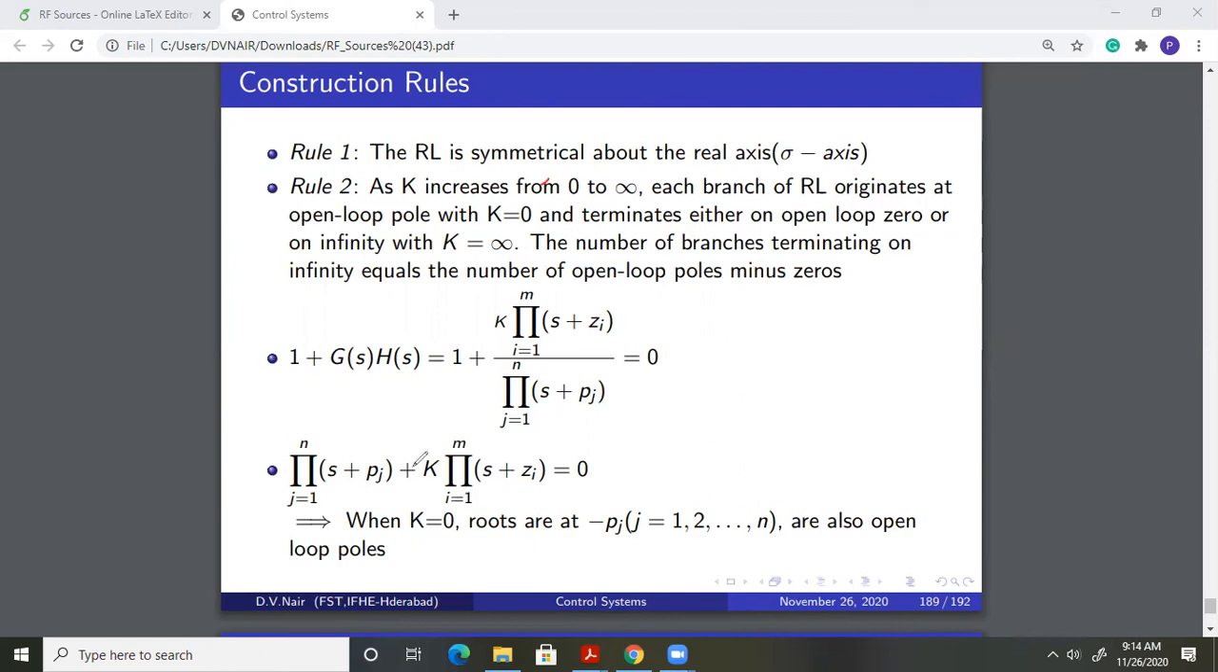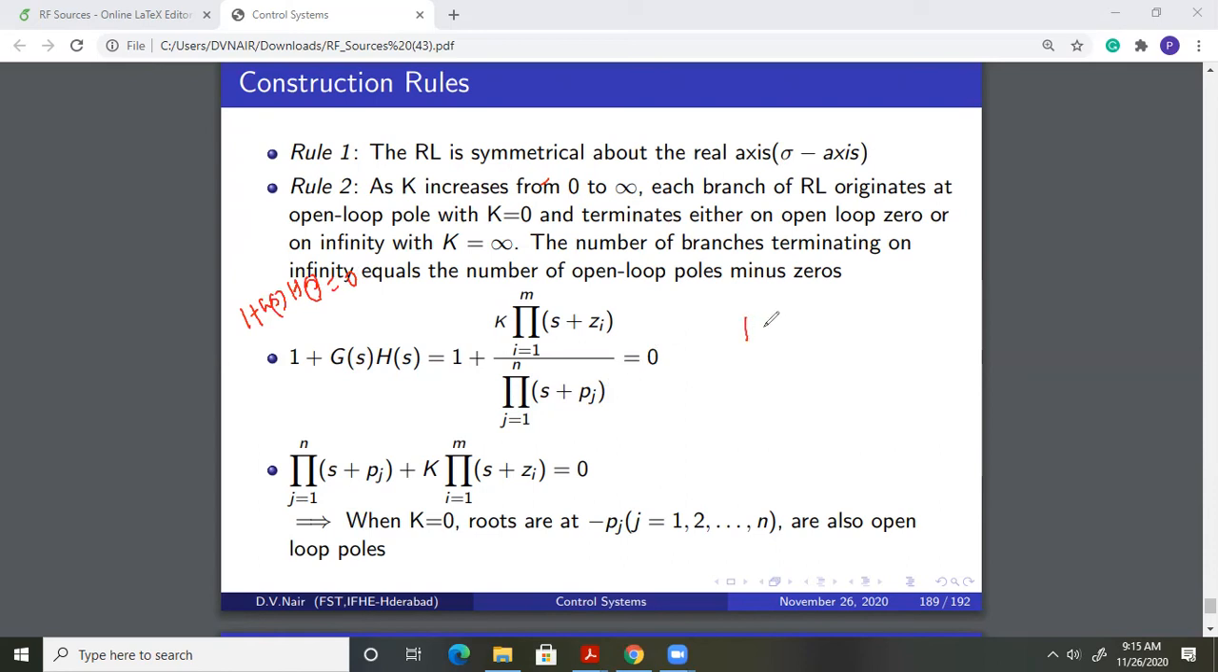Now we know in general this is what a characteristic equation is: 1 plus G(s)H(s) equal to 0. And if I write G(s)H(s) in factored form, then the zeros will be given by the product of all these (s plus zi) factors. If there are m zeros, there will be m such factors in the numerator. And the poles are given by the product of all these factors, and if there are n poles, there will be n such factors. So that is how we write.